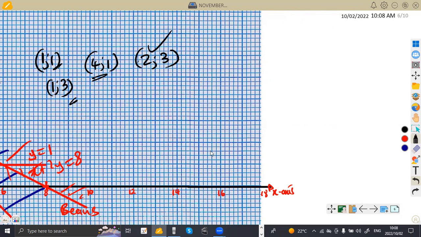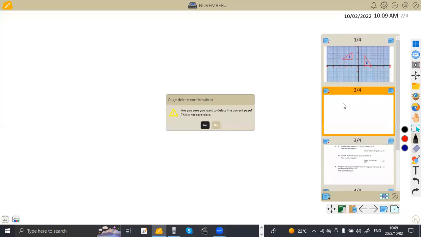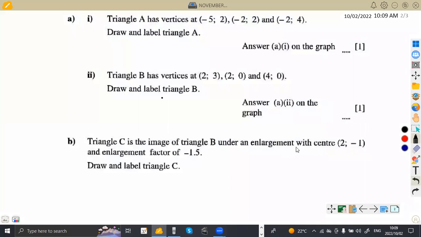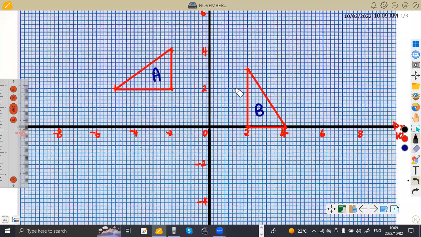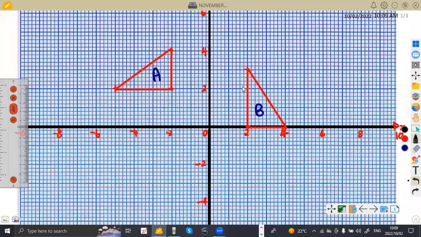Let's see the other part of the question that we are given. Now let's see the transformation question. Sorry, let me just remove this page here. All right, on transformation, we are given triangle ABC at vertices, those are the vertices of triangle A, which is the one that you see here. That's our triangle A. The other part, we are now given triangle B also. Those are the vertices, draw. So that's your triangle B. You mark the coordinates, then you join, okay?